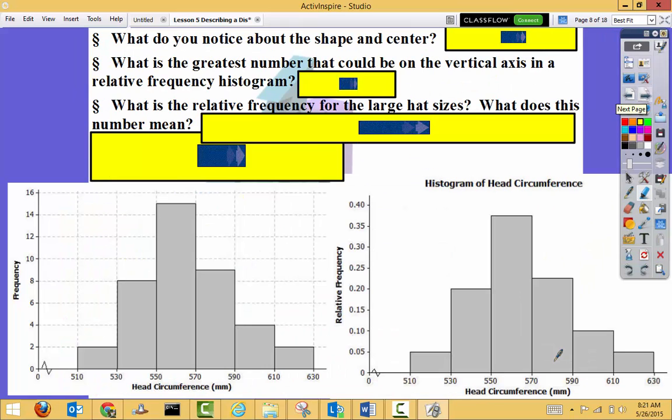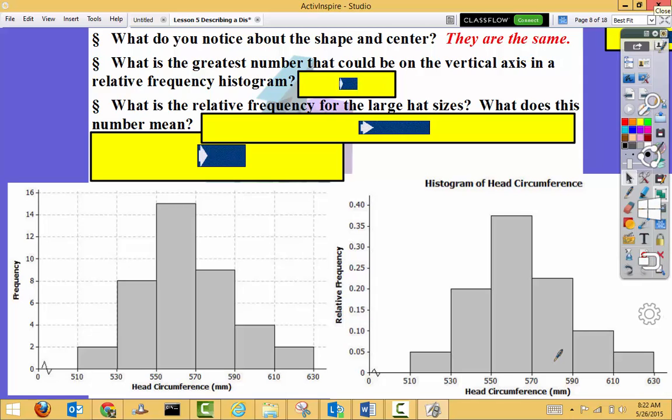Alright, now what do you notice about our shape and centers? Here's my relative frequency. Here's my frequency from Thursday. What do you notice about their shape and center? Well, I notice that they're the same. They're both almost symmetric.